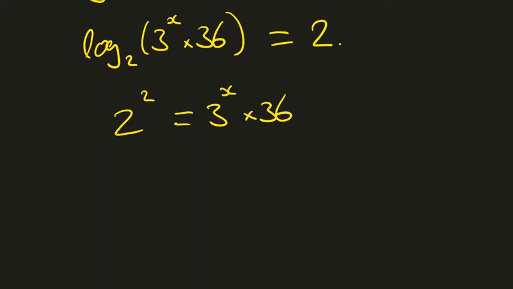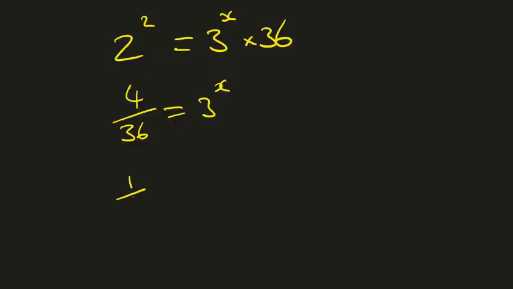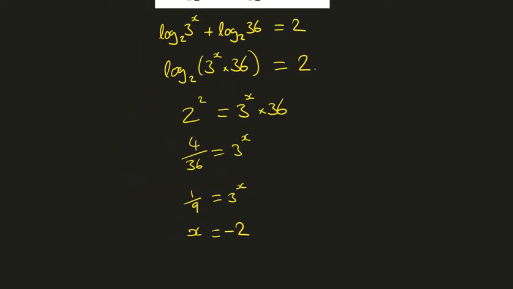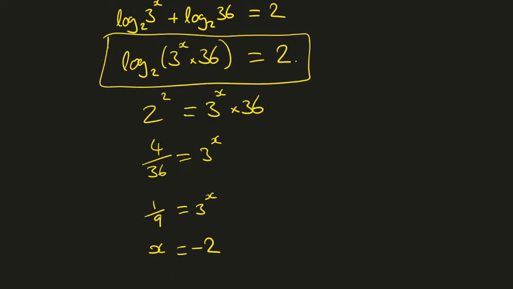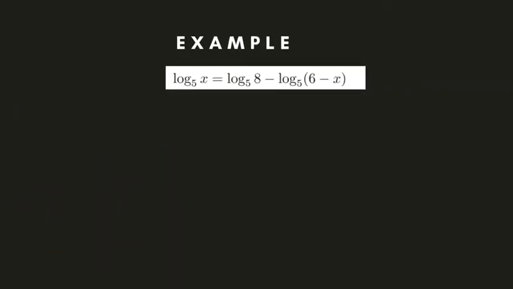So let's do a little bit of simplification here. If we divide both sides by 36, and 2 squared is 4, we'll have 4 over 36 equals 3 to the x. And 4 over 36 is going to be 1 over 9 equals 3 to the x. And from here, I can solve it myself. Well, 3 to the minus 2 is 1 over 9, and we're done. So the first method to consider: bring things together, and when you get to a stage like this, swap it out for an exponential equivalent expression, and then things are often a lot easier to solve.